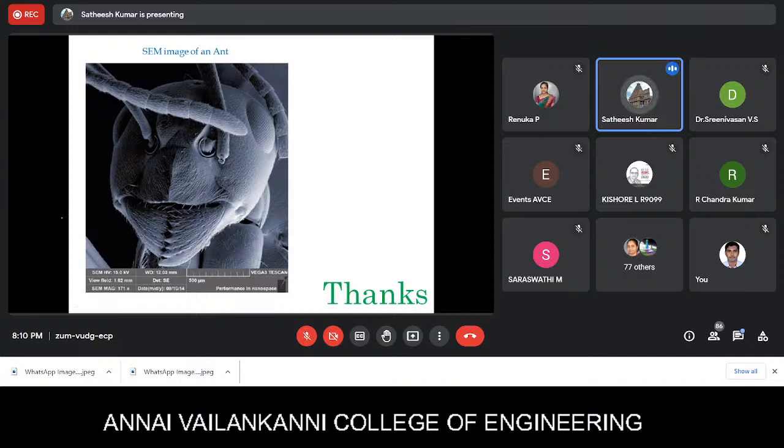So to conclude, this is an image of an ant taken at a very low magnification of close to 171,000, and you can see it at a 15 kilovolt accelerating voltage, and you can see how beautiful it looks.